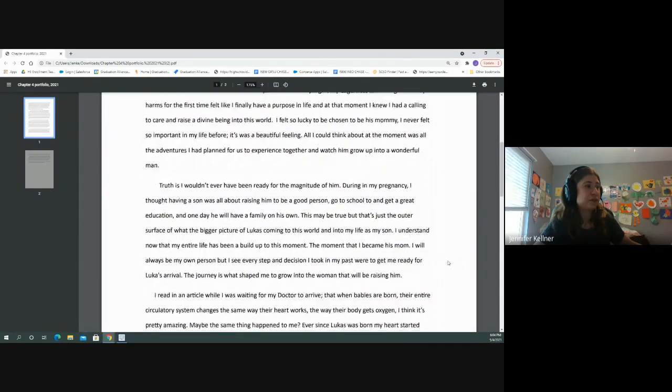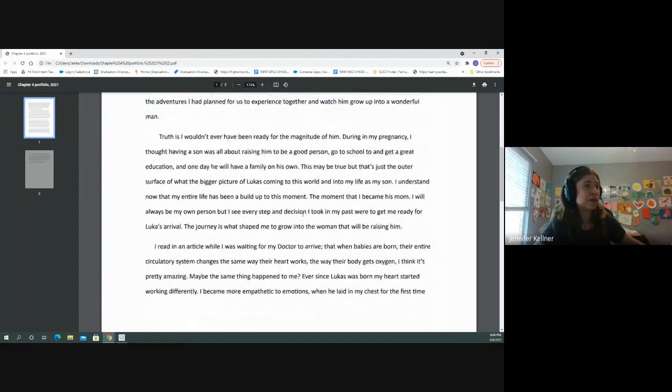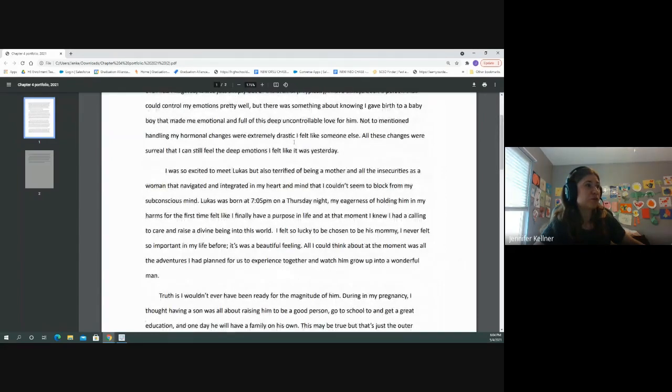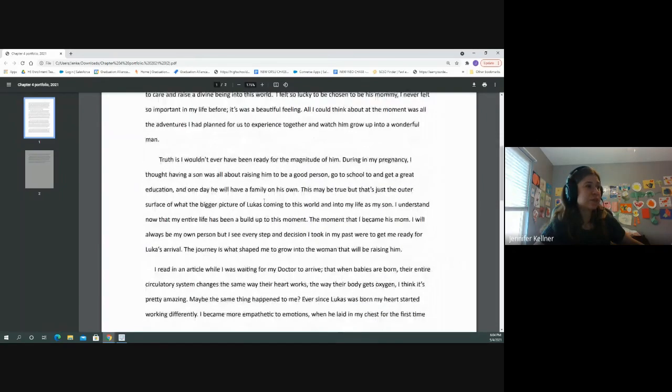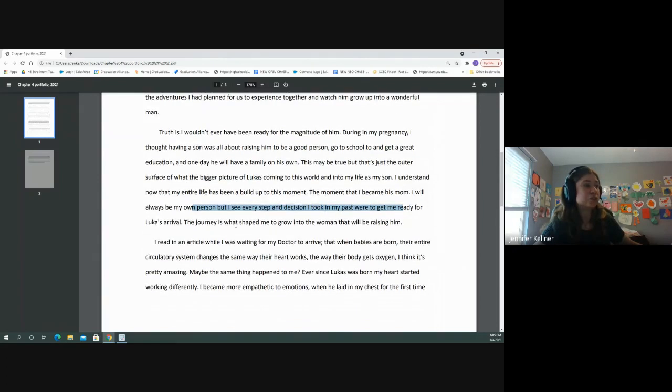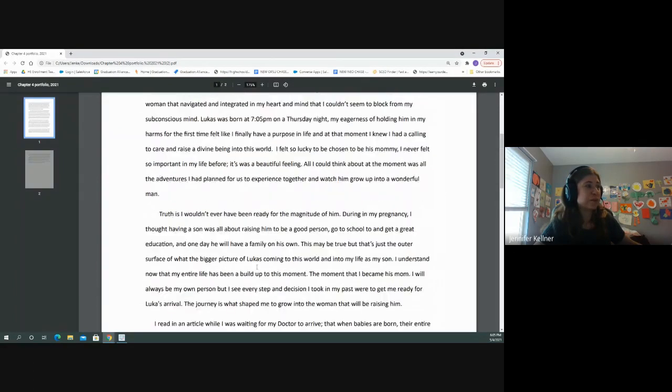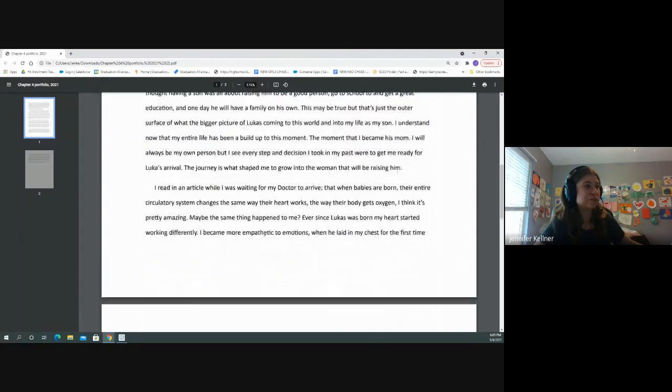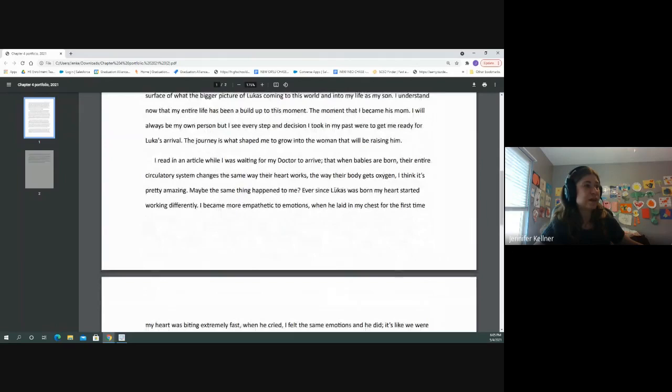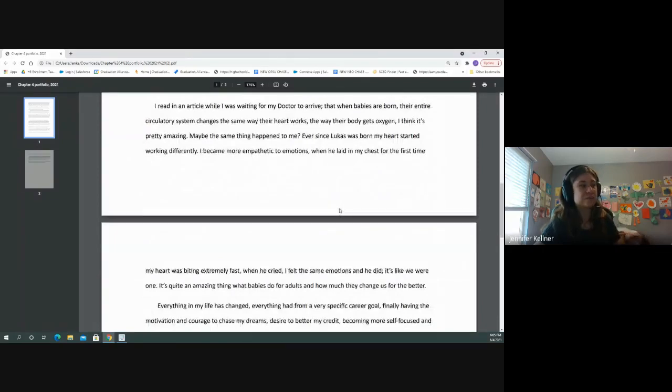And then here, next paragraph, we're talking about how she wasn't ready, how she was going through all these hormonal changes, and it was this big, drastic picture that all of a sudden she had a son and all these decisions that she had to make, and how it really changed her and changed her life and made it different. And then our last paragraph here, we're talking about the deep emotions and how she feels like it was still yesterday and how, you know, her heart started working differently and she can still feel these effects today from back then.